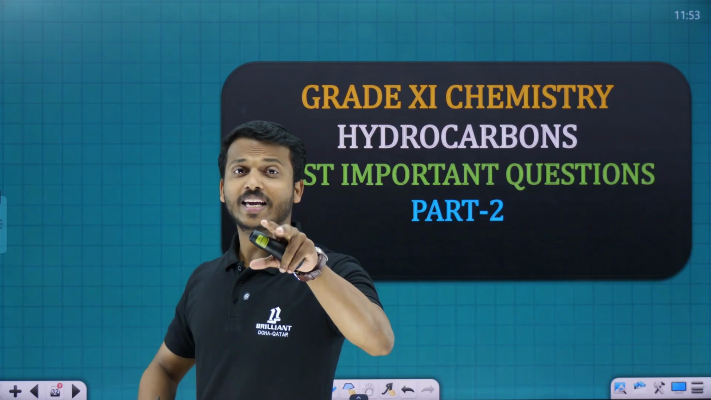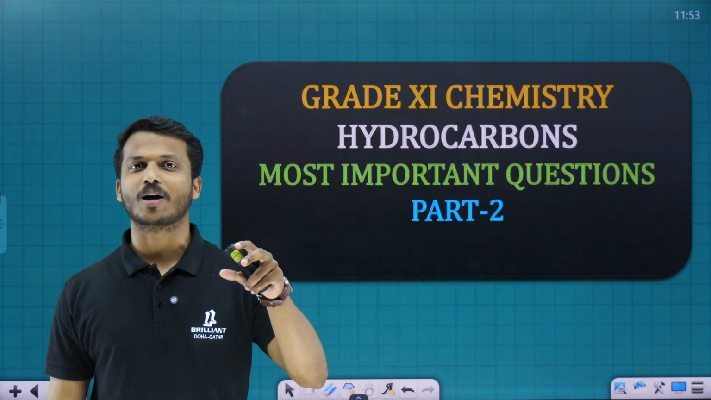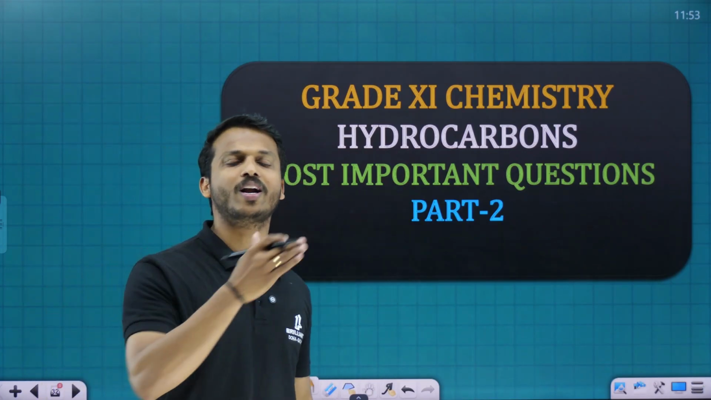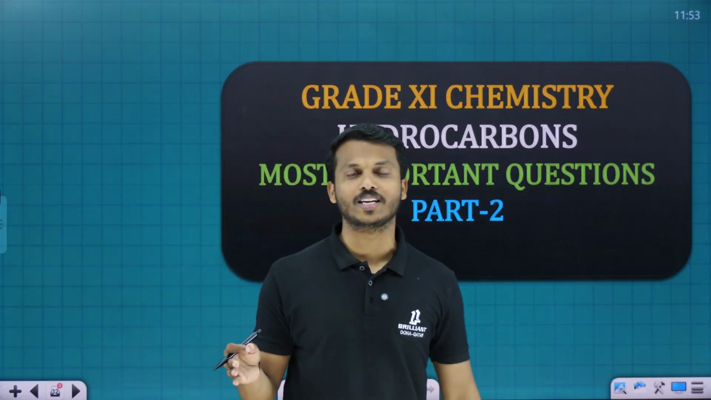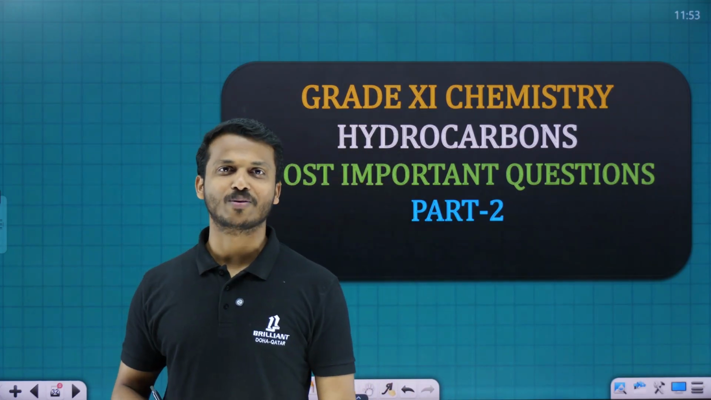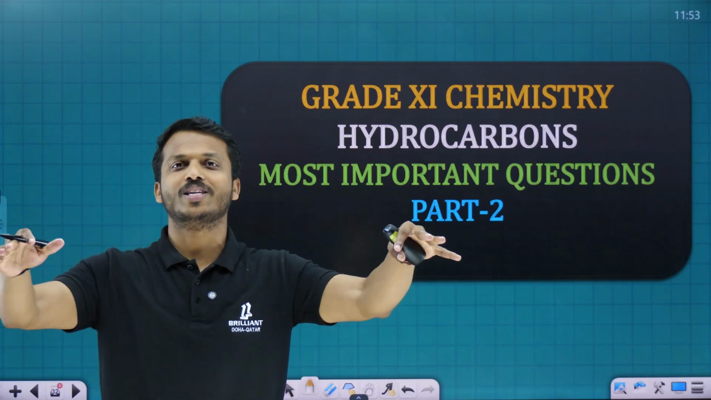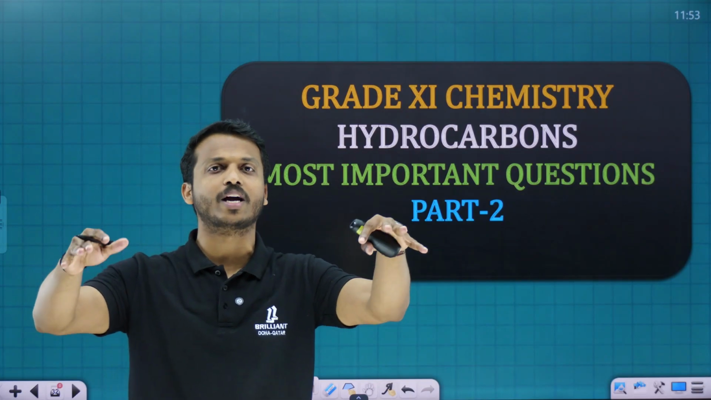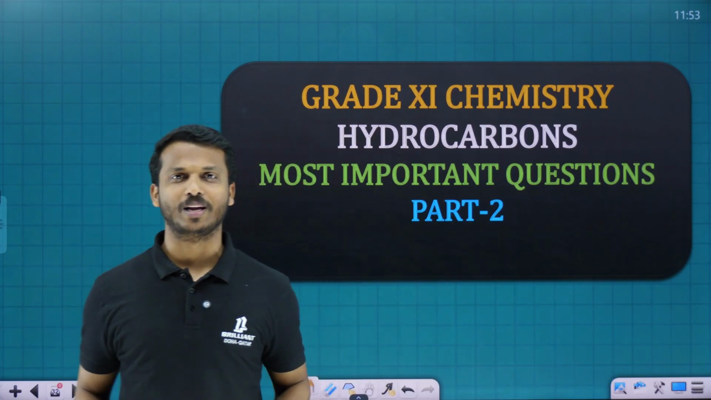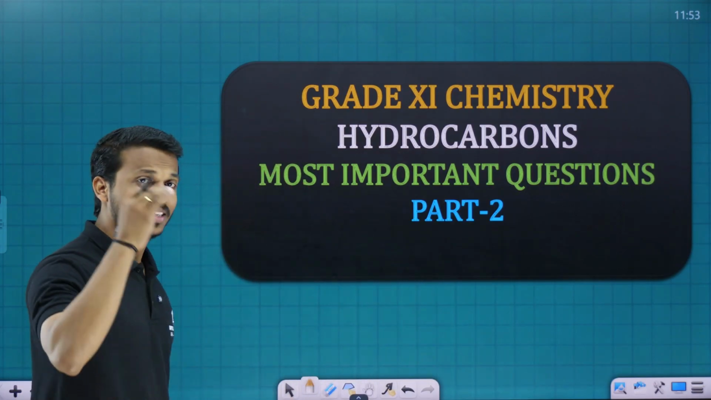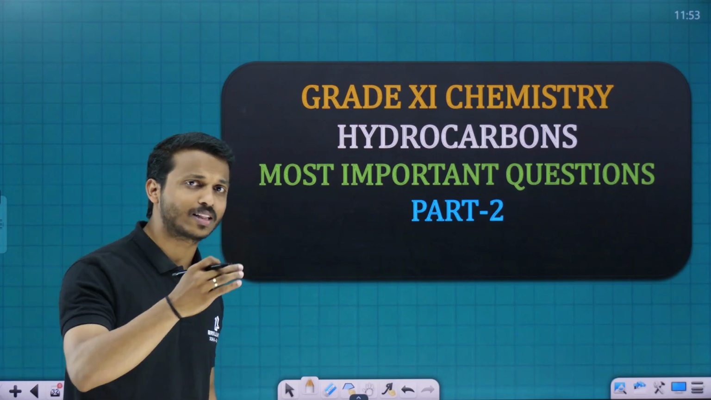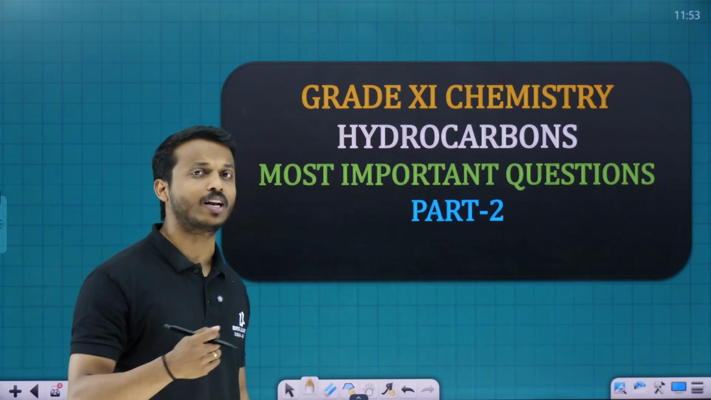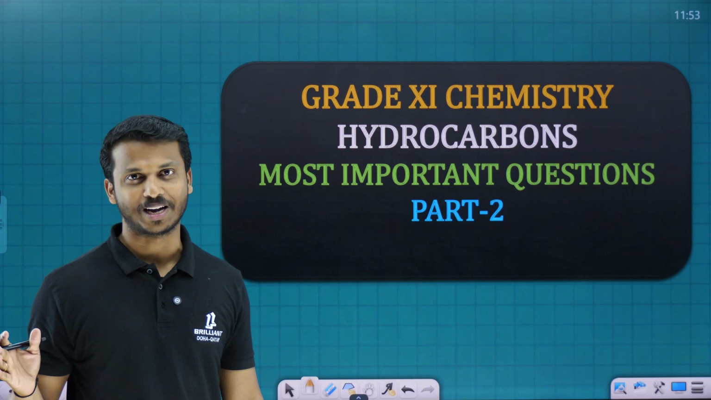Here we are discussing the second part of the chapter, hydrocarbon question discussion. In part 1, we already discussed 30 questions, and just wait for the remaining 30 questions, in which all the most important and expected questions from the hydrocarbon chapter we are going to complete. Try to solve the questions, take them again and solve them again, and we have to get full marks in this chapter.